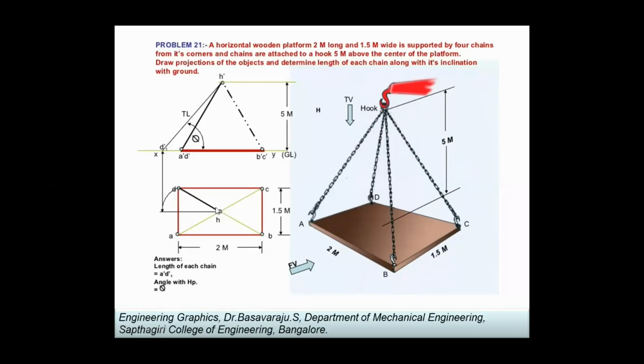As they are joined exactly at the center, the four lines will be equal. That is, the four chain lengths will be equal, because it is a rectangle, 2 meter by 1.5 meter, and joining the diagonals gives this particular length. Joining these lines to the diagonal means they are the four chains. This is the center point. HB, HC, HA, HD, none of the chains are parallel to VP. If it were parallel, I would have directly got this length.